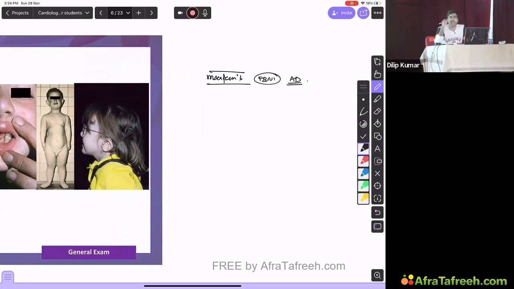These elastic fibers are also present, and these fibrillin proteins are also important in the eyes, especially in the zonules of the lens. So that's why lens dislocation is very commonly seen in patients with Marfan syndrome. All these are extremely important.